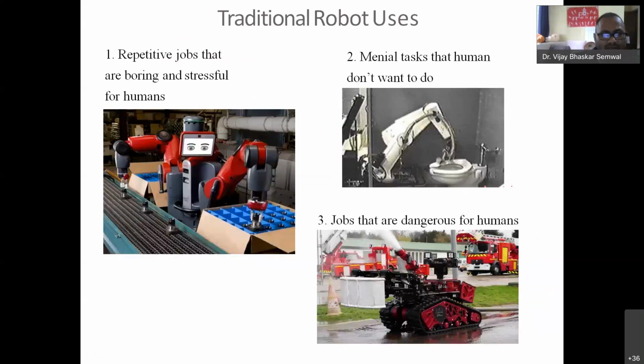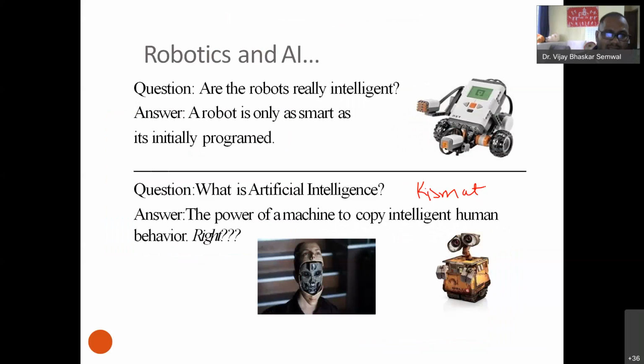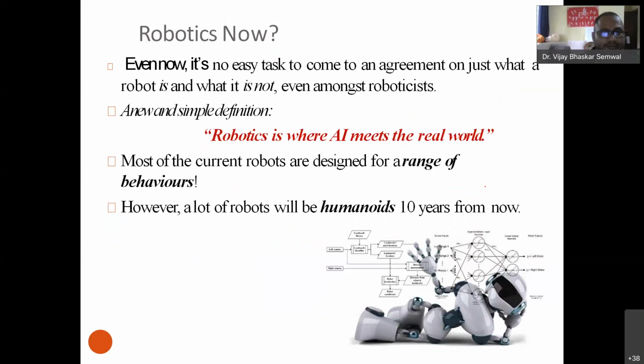I talked about traditional robots doing repeated tasks, manual tasks and dangerous tasks. Then AI enabled robots are coming. In AI, the machine itself, the robot agent, can perform tasks which human beings can intelligently do, like solving puzzles and playing chess, which a manipulator can do.